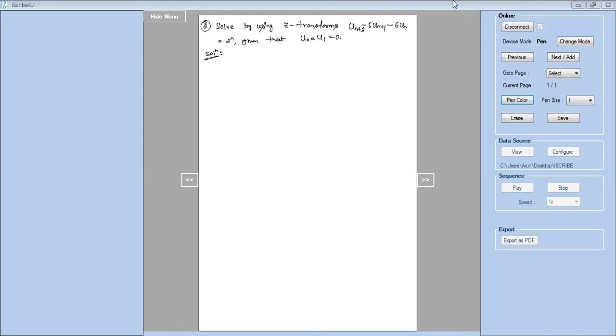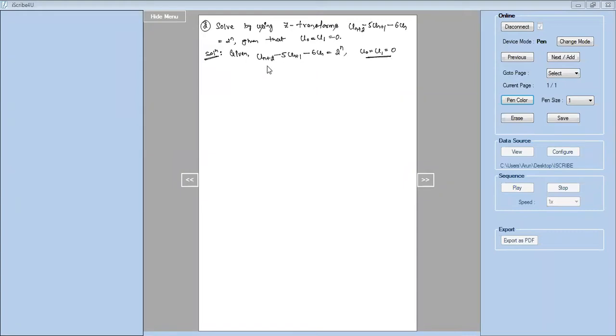First, the solution. I'll write the given equation first. Here the given equation is u(n+2). Observe this carefully, very important. Minus 5 u(n+1) minus 6 u(n) is equal to 2^n, with u0 = u1 = 0. This is the initial condition of the problem, right? So this is the difference equation and these are the initial conditions given in the problem.